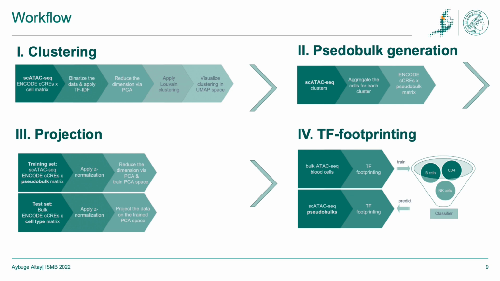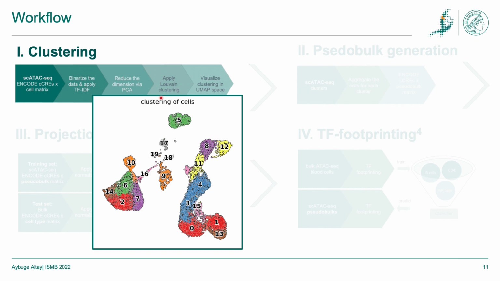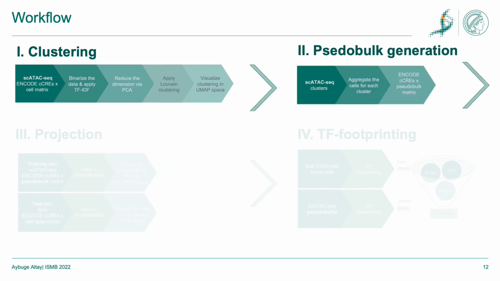Here is our workflow. It consists of 4 different steps. I will walk you through the steps and show you some of our results. The first step is clustering. We start with single-cell ATAC data and the ENCODE cCRE by cell matrix, apply some filtering and pre-processing, and perform Louvain clustering. We visualize the results in UMAP space, and here is how the single-cell ATAC PBMC data clusters look. It resulted in 20 different clusters, some of which are separated from the others, some of them are intermingled.